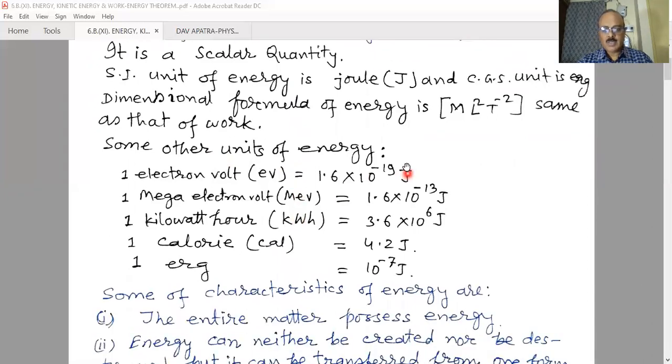Some other units are used in different places. For example, the electron volt is used at the atomic and subatomic particle level. One electron volt is a very small amount of energy, equal to 1.6 into 10 to the minus 19 joule. One mega electron volt, MeV, is 10 to the power 6 electron volt, which is 1.6 into 10 to the minus 13 joule.